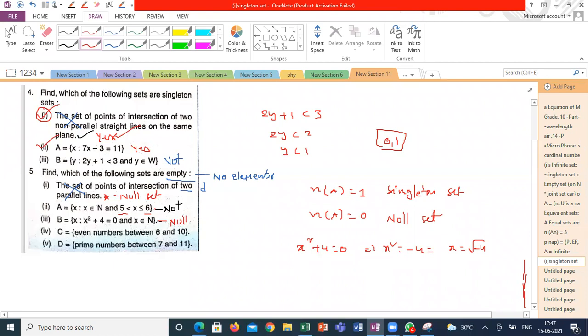Even numbers between 6 to 10. Not a null set. 8 is there, sir. Yes, sir. Prime numbers between 7 and 11. Sir, no, sir. Null set, sir.